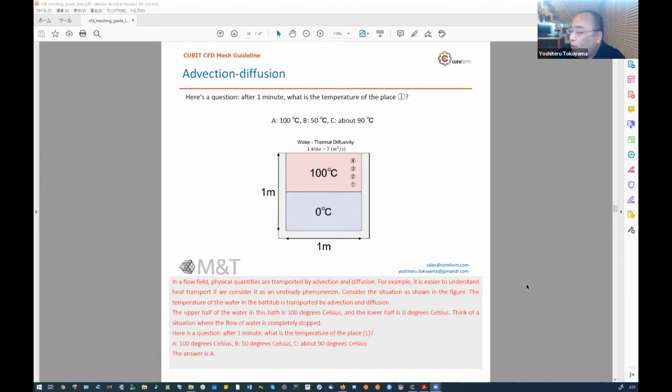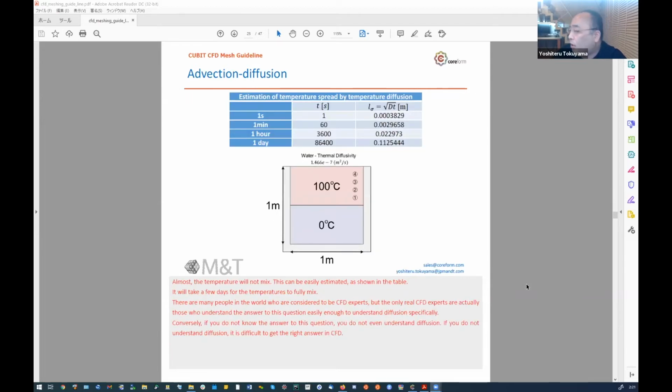A, 100 degrees Celsius. B, 50 degrees Celsius. C, about 19 degrees Celsius. The answer is A. Almost the temperature will not mix. This can be easily estimated as shown in the table. It will take a few days for the temperature to freely mix.